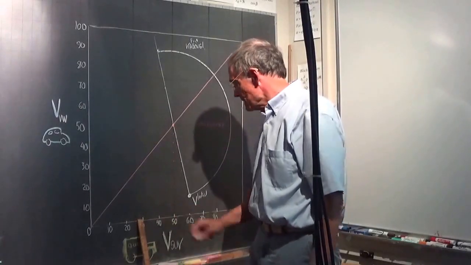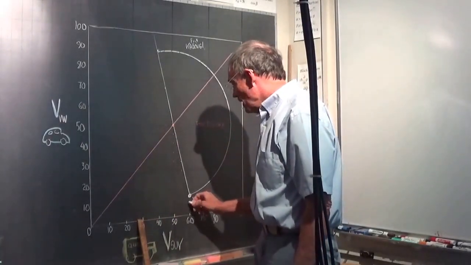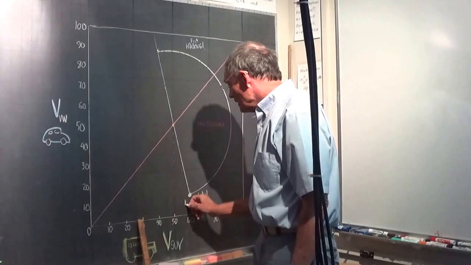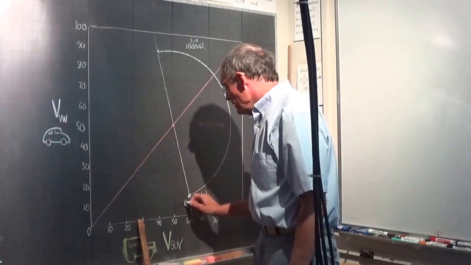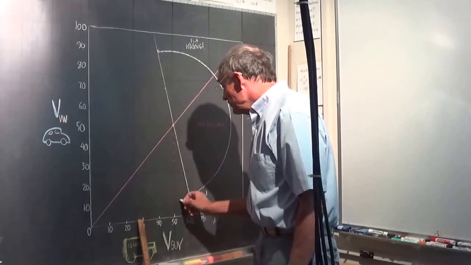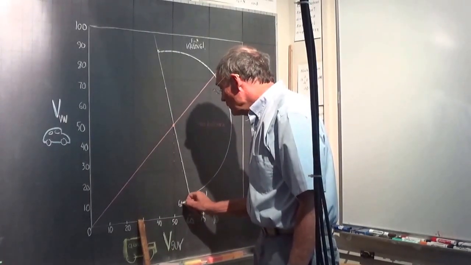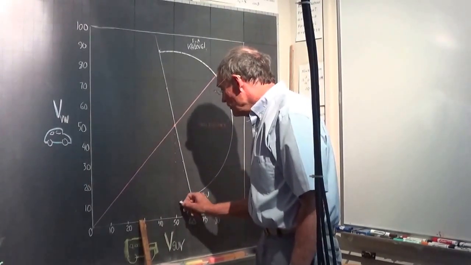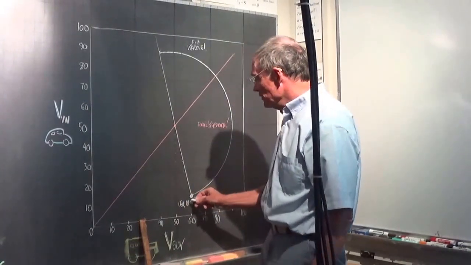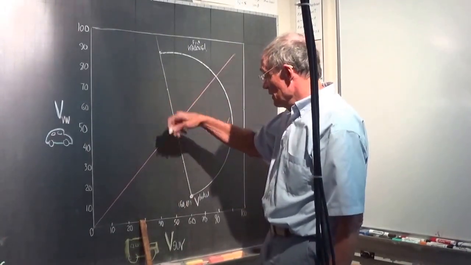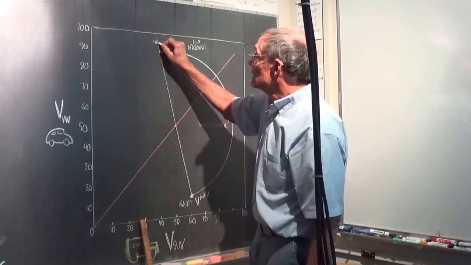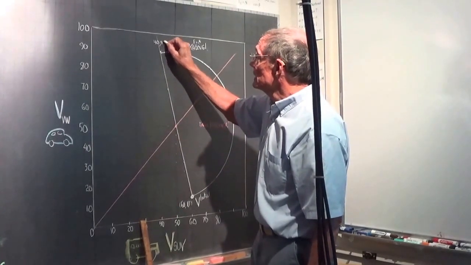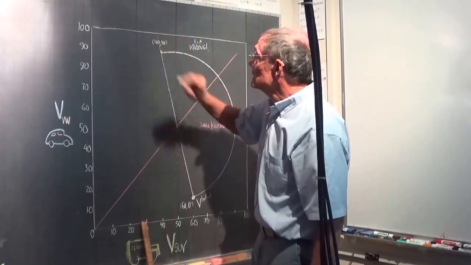Okay? So we started with 10, comma, we started with 60, comma 10. I'm going to use the standard XY coordinate notation. And we're ending here with an SUV of 40 and a Volkswagen of 90.